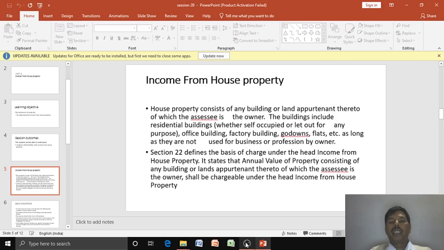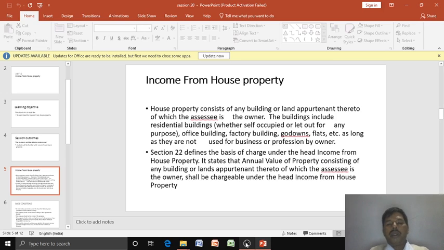House property consists of any building or land appertaining thereto of which the assessee is the owner. So, for any house of which the assessee is the owner, the buildings include residential buildings, whether self-occupied or let out for any purpose, office buildings, factory buildings, godowns, flats, right? As long as they are not used for business or profession by the owner himself.